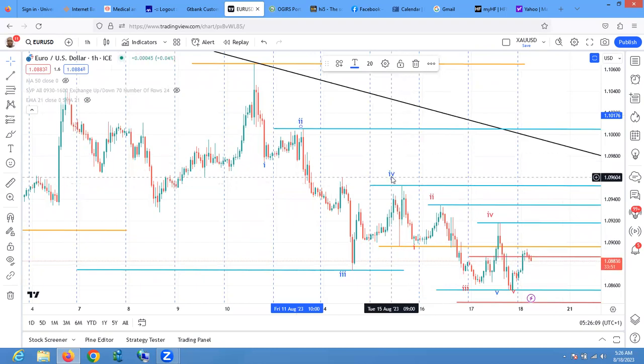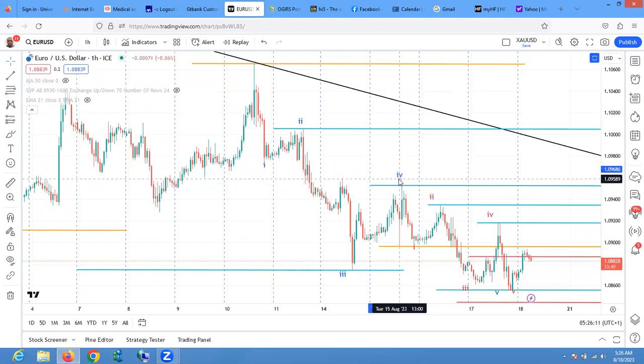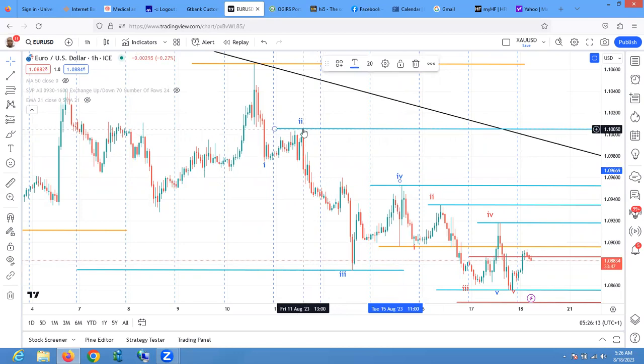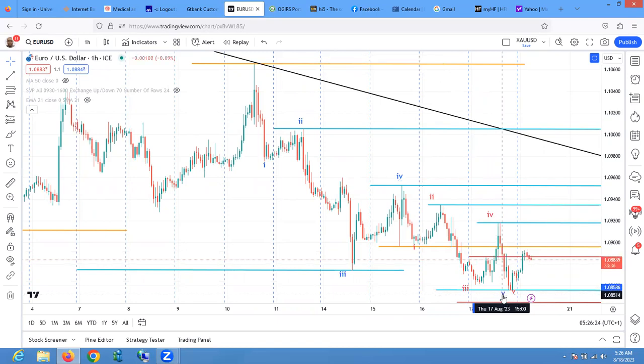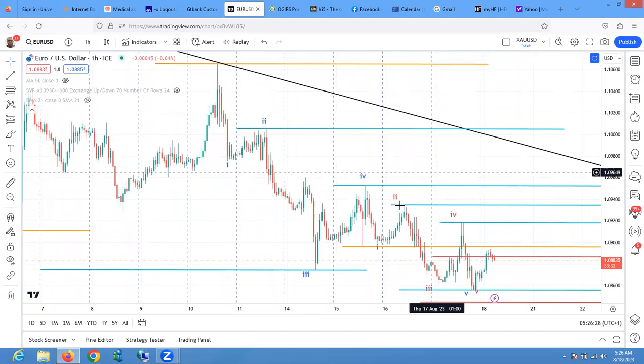So this looks so much like a 4th wave. And we can see that is a 4th wave, A, 1, 2, 3, 4, and this is like a 5th wave. So what makes this one the 5th wave? You can begin to see that the momentum is dying off.